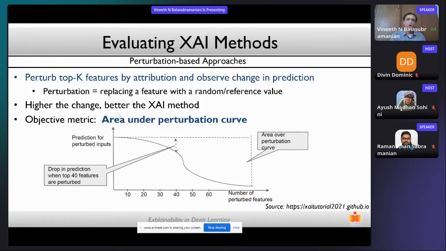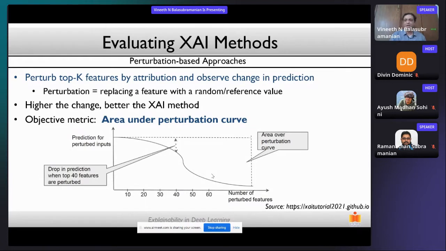This is often plotted as an area under perturbation curve, where you keep changing the K that you use to perturb and see how much the prediction changes for the top K perturbations. If you see that the area under perturbation curve is high, you know that you're doing well in terms of identifying the right features that are attributing the most for a given model.